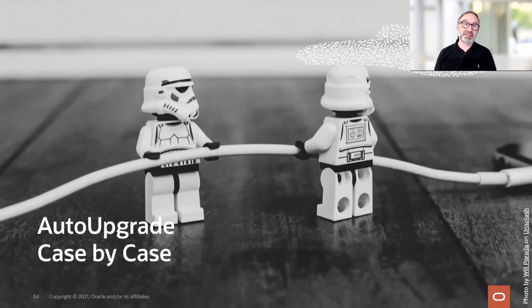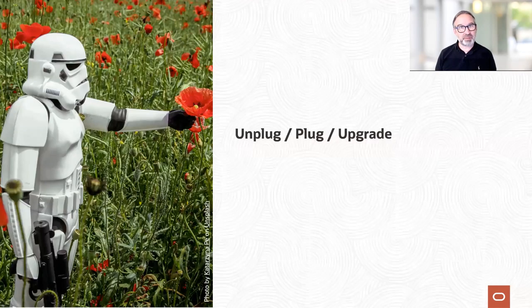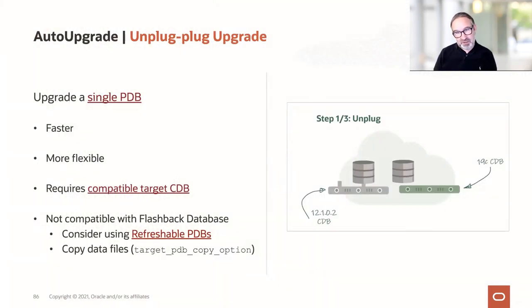AutoUpgrade now on a case-by-case basis. And let us start with unplug-plug upgrade. So the idea is, as you can see on the animated picture, we unplug a PDB, we plug it into a different CDB, and then we let it upgrade. So unplug the PDB, plug in, upgrade. This can be done with a single or with multiple PDBs. The idea is that it's, first of all, fast because we upgrade only PDBs and not the entire CDB with all PDBs, and it's very flexible.